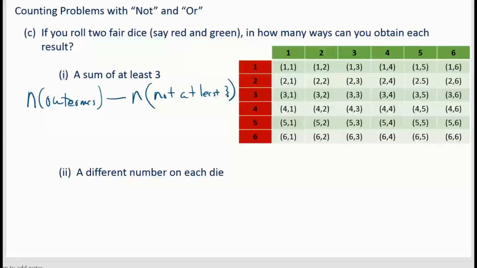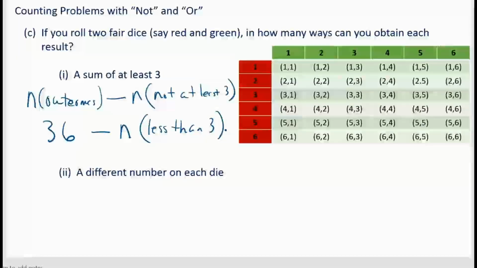Now, the number of total outcomes we know is how many? 36, right? It's got 6 rows and 6 columns. So 36 possible outcomes when you roll 2 dice, or a pair of dice, okay? Minus the number of not at least 3 means less than 3. So, y'all, which one gives me a total less than 3? Not many of them, right? Just that one. How many outcomes is that? Just the one outcome. So this would be 36 minus 1.